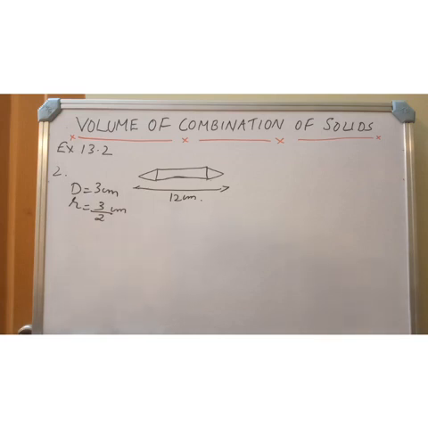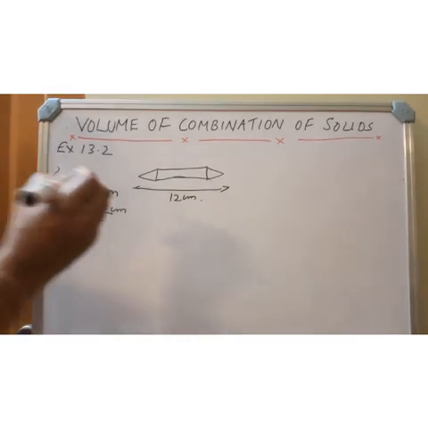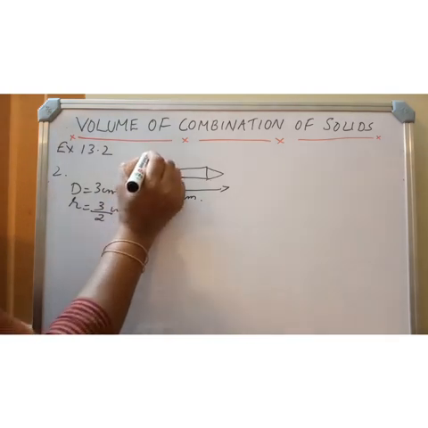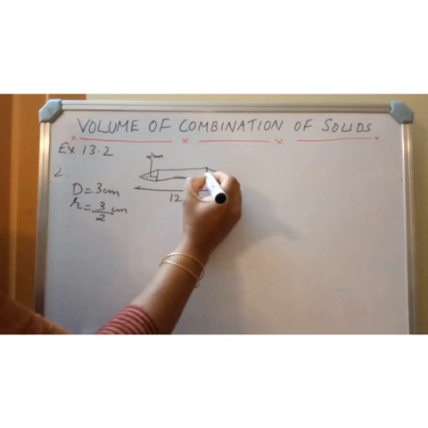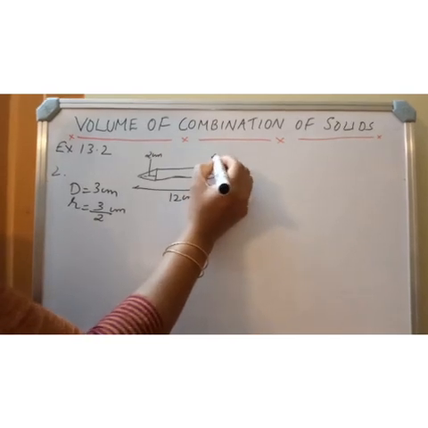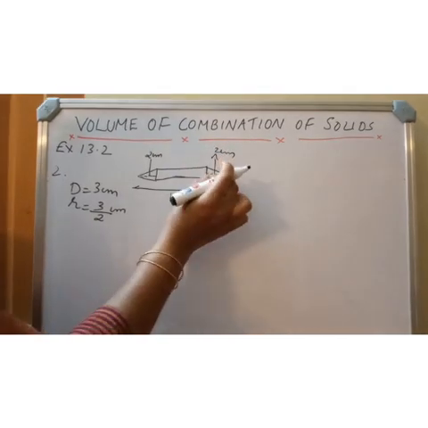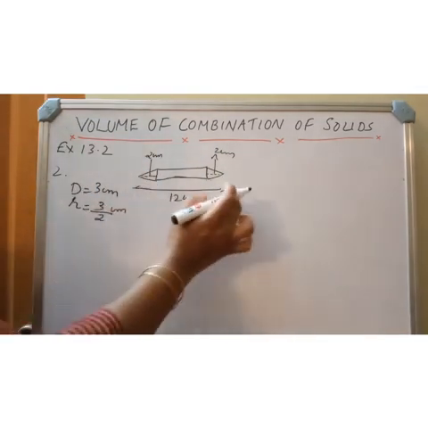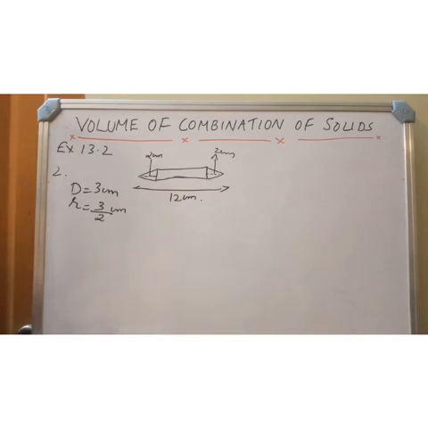What are the other two measures given in the question? Each cone has a height of 2 cm. The height of the cone is given as 2 cm. So this also is the height of the cone, 2 cm. Okay, so the height of the cone here is 2 cm, here 2 cm. So the total length is 12. So what will be the height of the cylinder?